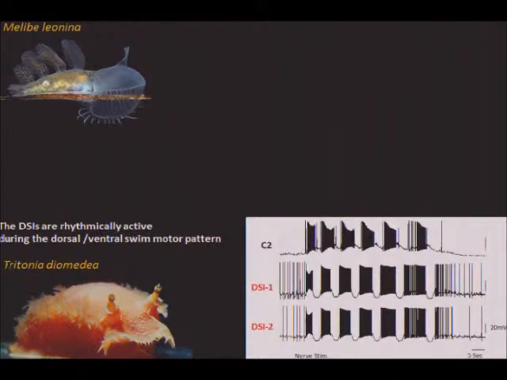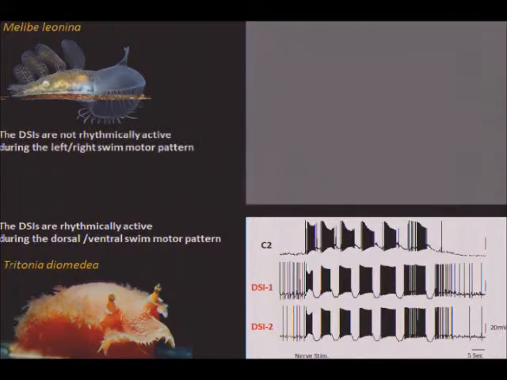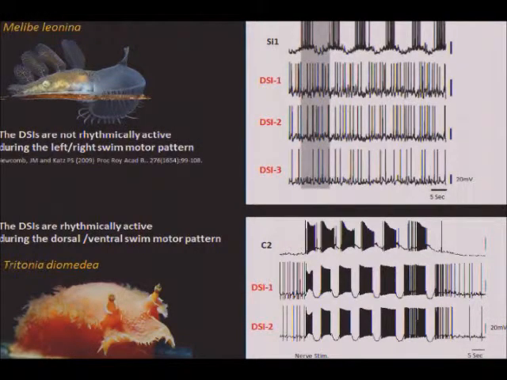In Tritonia, as I showed you a second ago, the DSIs are rhythmically active in phase with the motor pattern because they're part of the central pattern generator for swimming. In Melibe, the homologs are not rhythmically active during left-right flexion swimming. So here we have homologous neurons that are playing different roles in the production of different behaviors.